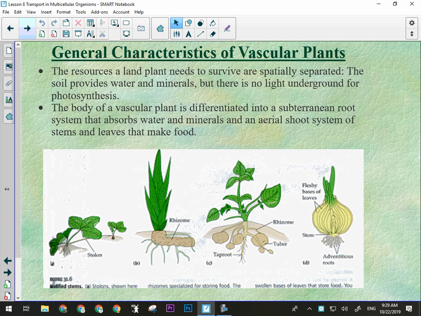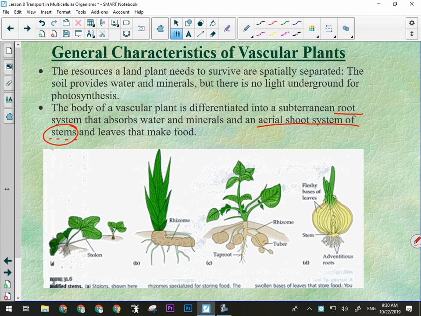The body of a vascular plant is differentiated essentially into three groups. You've got the root system that is responsible for the acquisition of water and minerals. You have a shoot system that is going to be the photosynthetic part, and then the stem. Stem does some photosynthesis, but mostly the stem is responsible for conduction and support of the plant. That's its main job. So we've got roots, stem, and then leaves. Those are essentially the three parts of a plant.